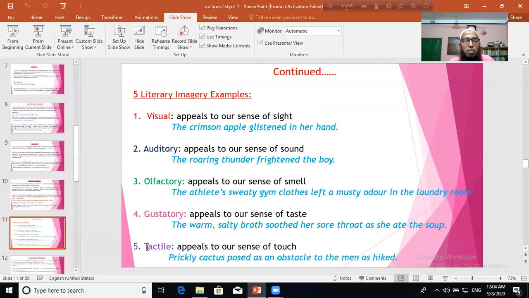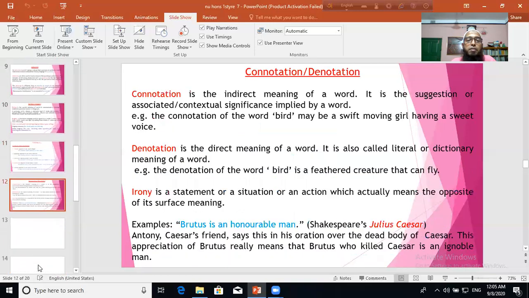Tactile, this is the fifth sense, appeals to our sense of touch. Prickly cactus posed as an obstacle to the man as height. So here cactus, prickly, there are prickles on the cactus. Posed as an obstacle, became an obstacle, hindrance to the man as height. So these are the five senses, and these are the examples of images, use of imagery.